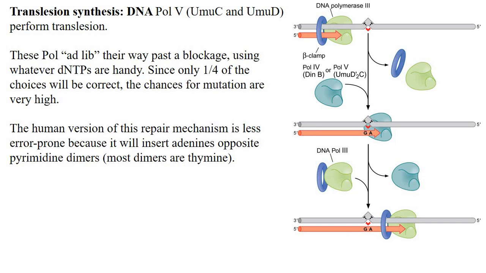In humans, in most higher eukaryotes, the repair mechanism is a little less error-prone because it inserts adenines opposite pyrimidines instead of ad-libbing its way. And since it adds adenine, and most of the time the dimers are thymine, most of the chances are higher to be correct. So when there is a cytosine-thymine dimer, then it will be incorrect. It will be a CA pairing, but with the two T's, it's correct.